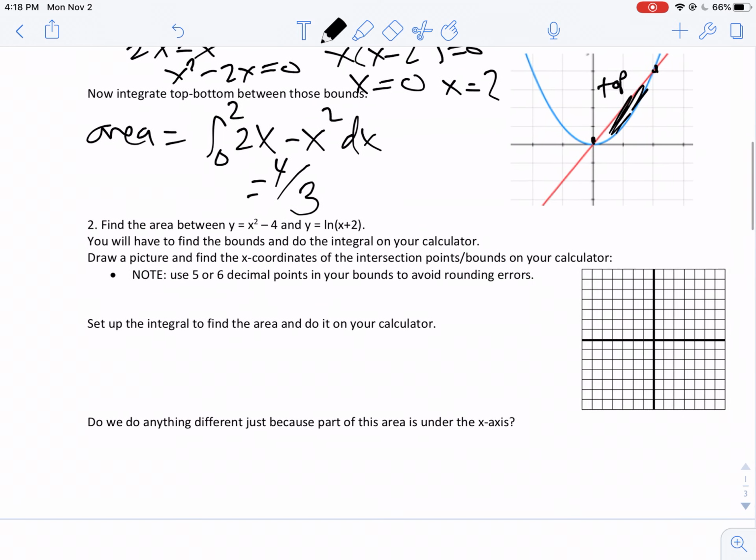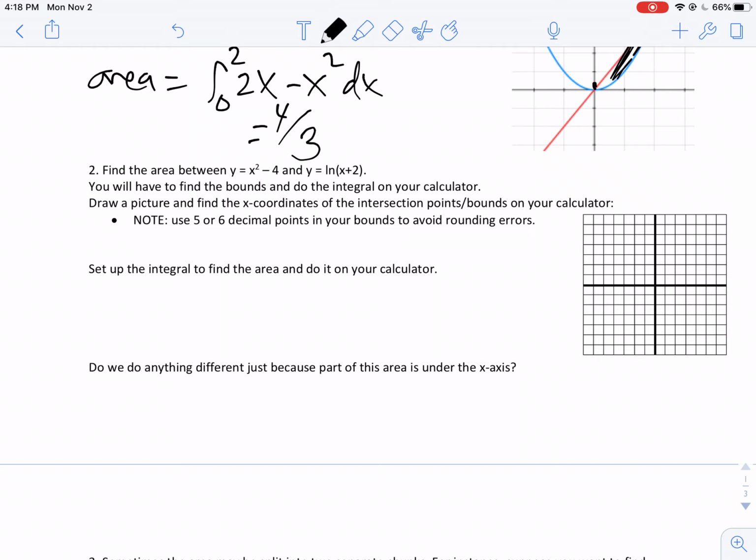All right, so let's go to another one. This is one I asked you to do, and you'll have to use your calculator for this. So what you have is x squared minus 4, which looks something roughly like that. And then you have ln x plus 2, which looks something like this. So anyway, what you have to do is find these two bounds first. So you'll do second calc intersect.